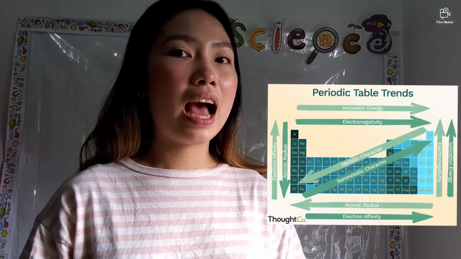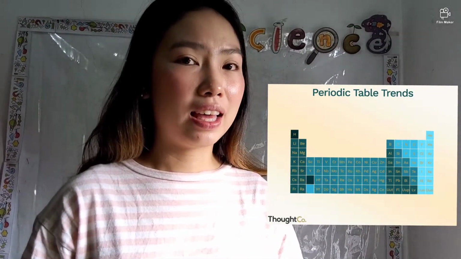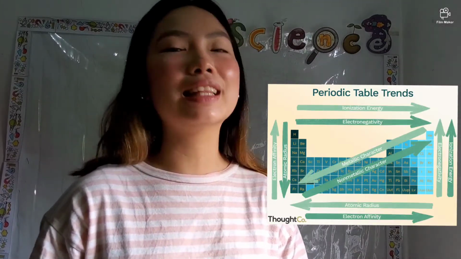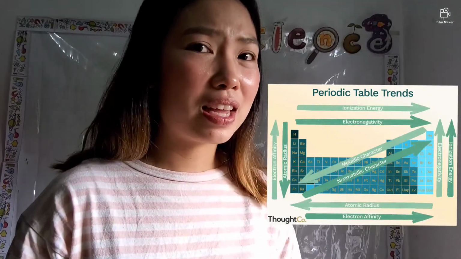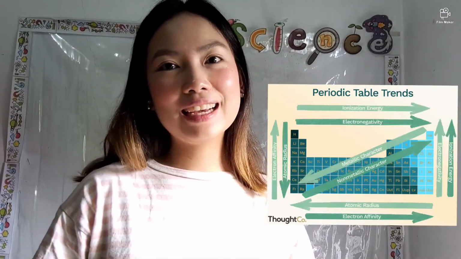Katulad ng sinabi natin kanina, sa electronegativity, ang mga metal ay maliit ang valence electron, mas madaling tanggalin ang electrons. While nonmetals na matataas ang valence electron, mahirap ding tanggalin ang electrons.